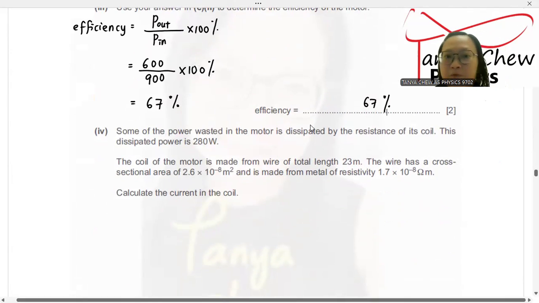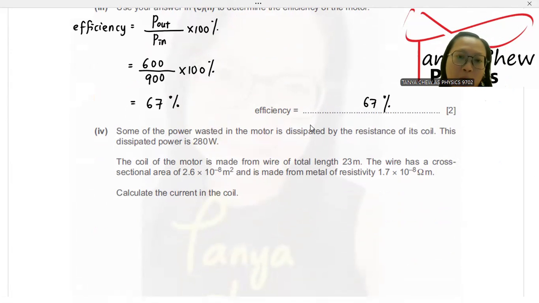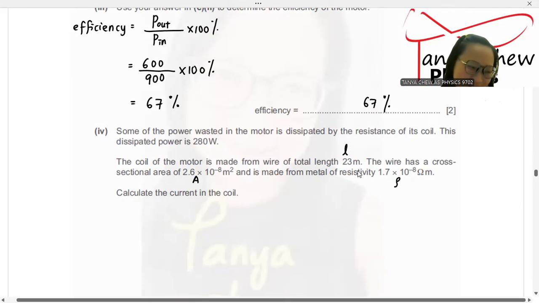The next one, some of the power wasted in the motor is dissipated by the resistance of its coil. This dissipated power is 280 watt. The coil of the motor is made from wire of total length 23 meter. The wire has a cross-sectional area of 2.6 times 10 to the power negative 8 meters square, and it is made of metal of resistivity 1.7 times 10 to the power negative 8 ohm meter. Calculate the current in the coil, right?